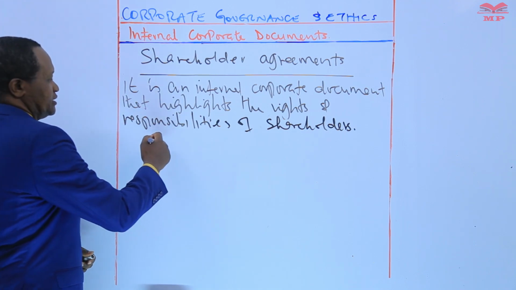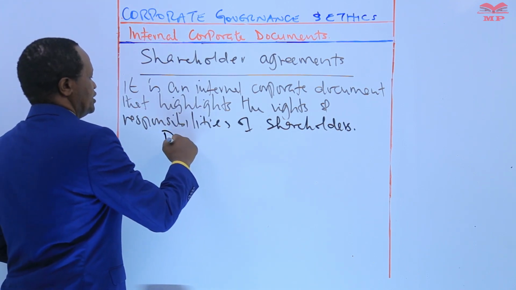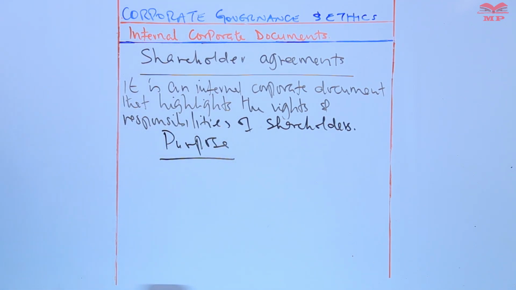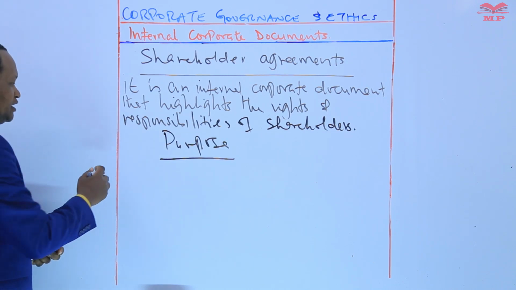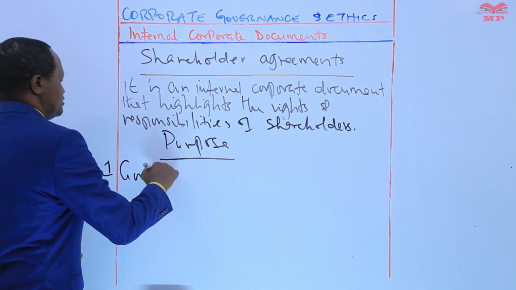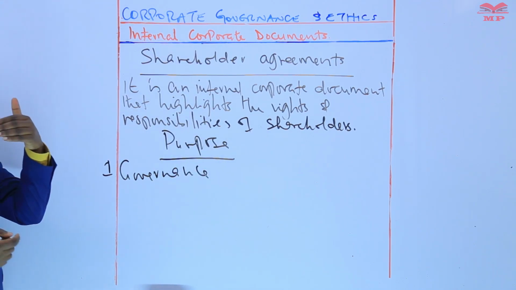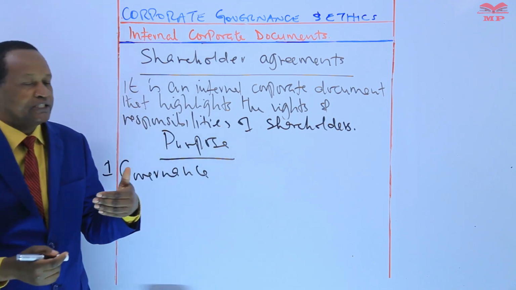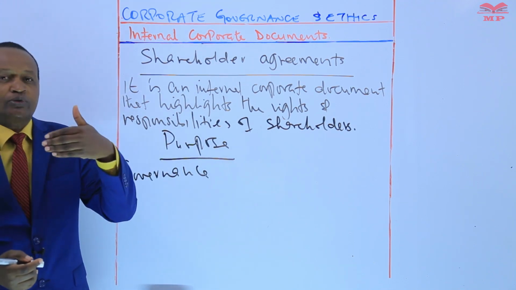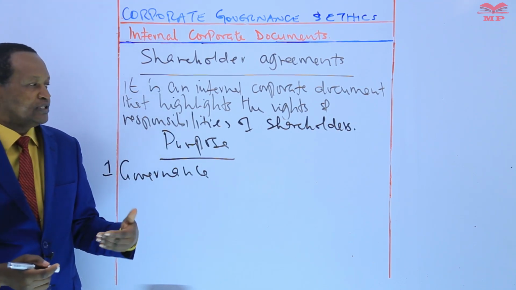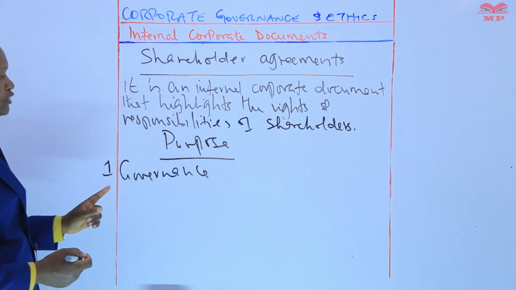So what is the purpose of shareholder agreements? What role do they play? Now, the first purpose of a shareholder agreement in Kenya is in relation to governance. The agreement defines how the company will be managed and operated, detailing the decision-making processes, the voting rights, and dispute resolution mechanisms. That is the first purpose of this document.